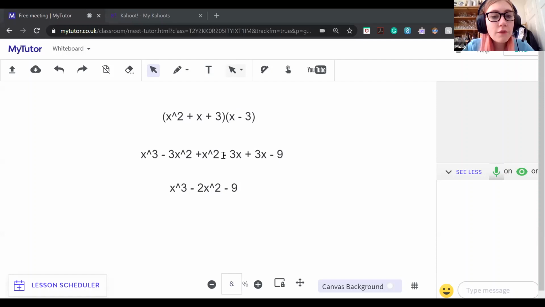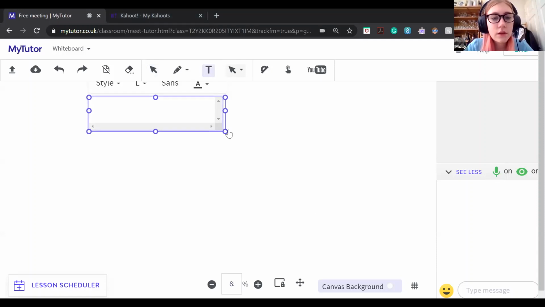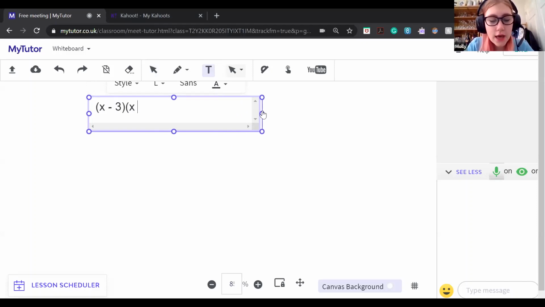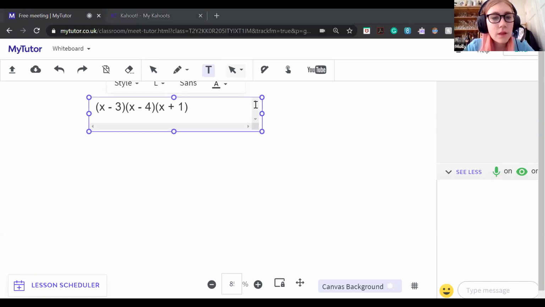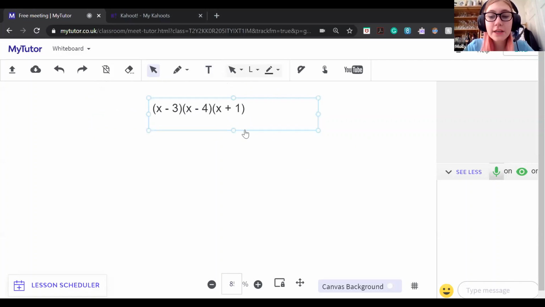I'm going to go over now some triple brackets questions. So let's have a look. So this is one such as this. x minus 3, x minus 4, x plus 1, for example. So with this one, does anybody have any ideas about how you could expand this?